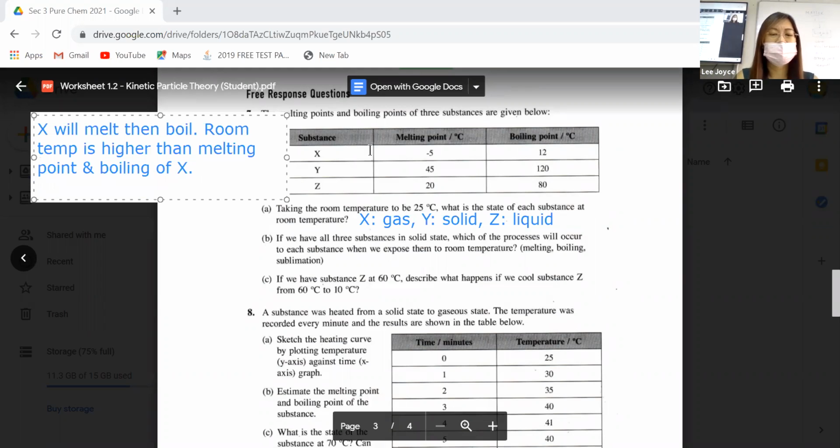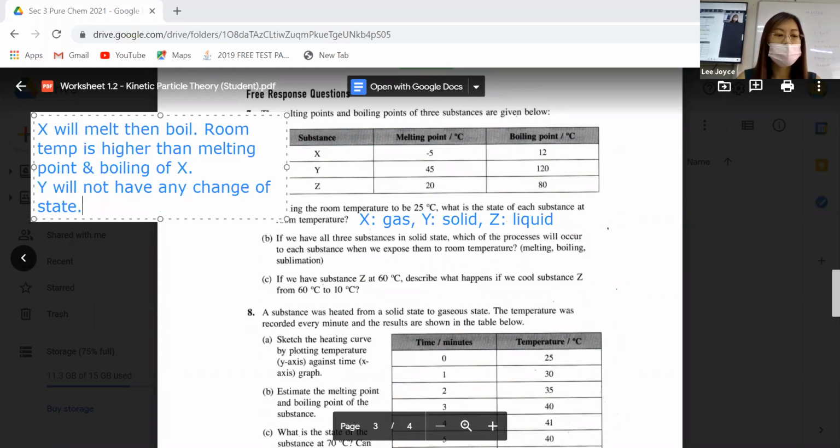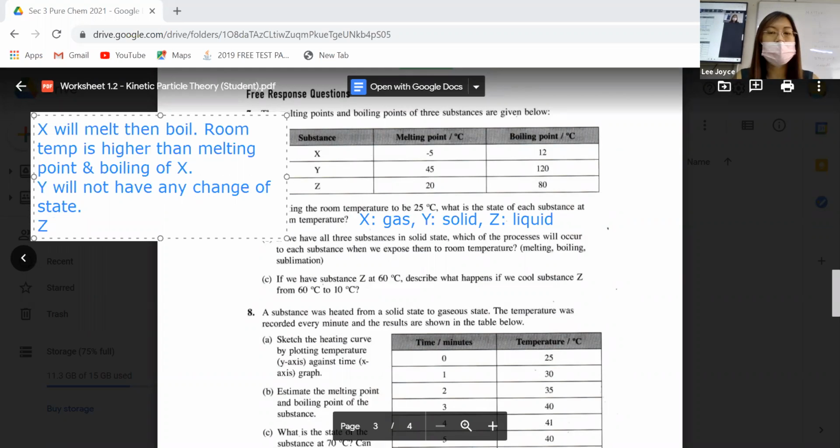Let's look at why. Zachary, what do you think? Correct. Okay, so why will Y not have any change of state? And lastly, Z will melt. Can't you see that Z will melt? Right, because the melting point is 20 degrees Celsius, just slightly below 25 degrees Celsius. So it will melt.